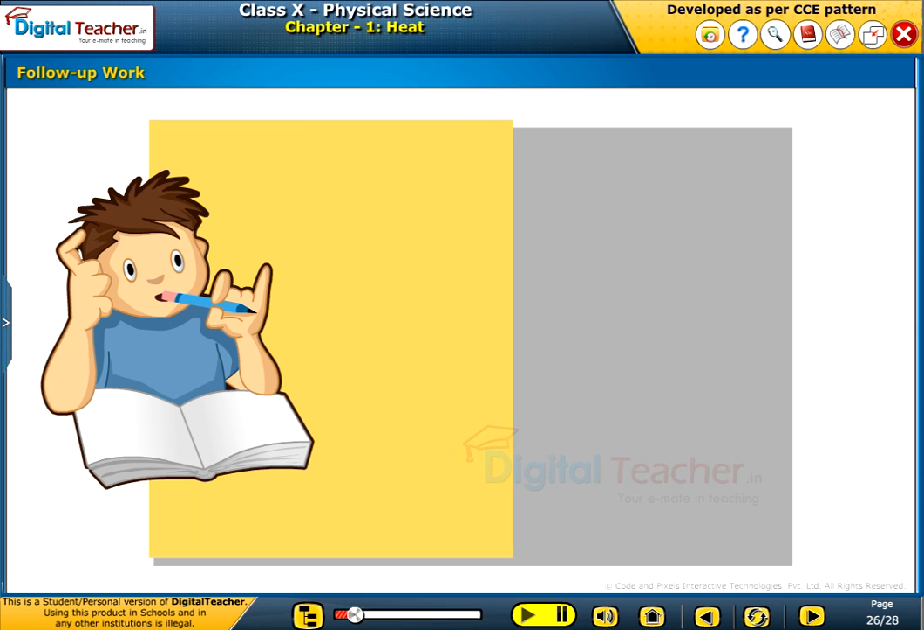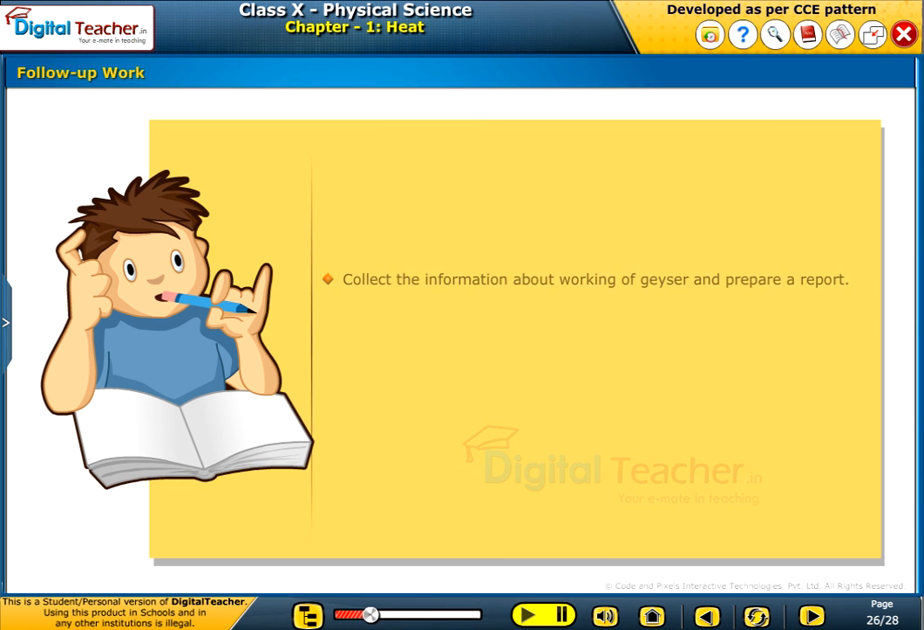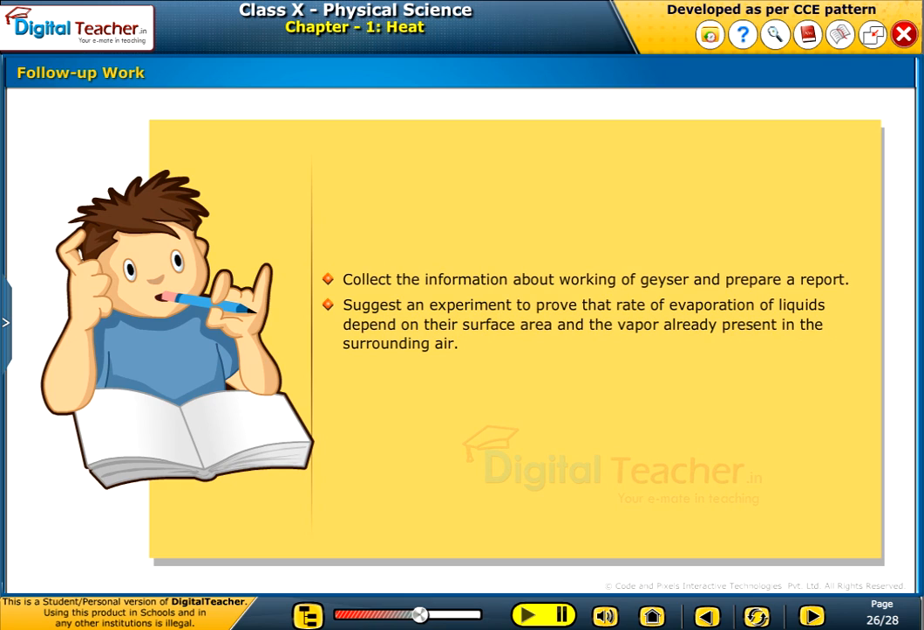Take up the following activities. Collect the information about working of geyser and prepare a report. Suggest an experiment to prove that rate of evaporation of liquids depend on their surface area and the vapor already present in the surrounding air.